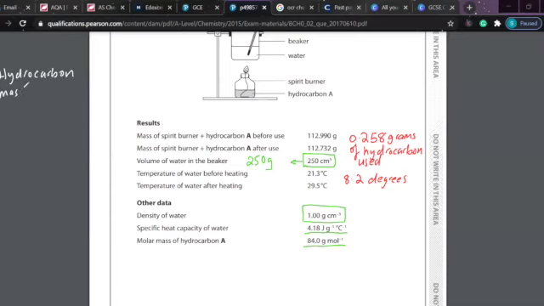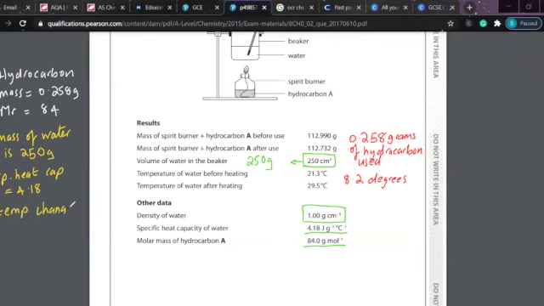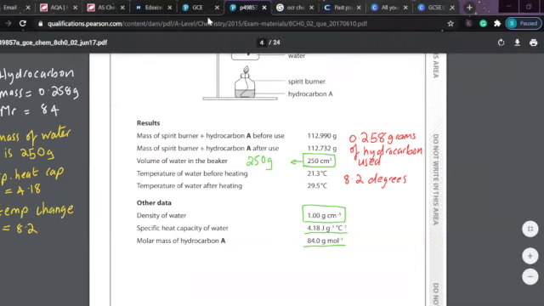So there are two calculations. For the hydrocarbon, we know how much mass we've got, and we know that the Mr is 84. So that's going to allow us to work out moles. And then for the water, we know how much water we've got. It's 250 grams. We know that the specific heat capacity, which is C, is 4.18. And we know that the temperature change is 8.2. So that's going to help us to work out Q.